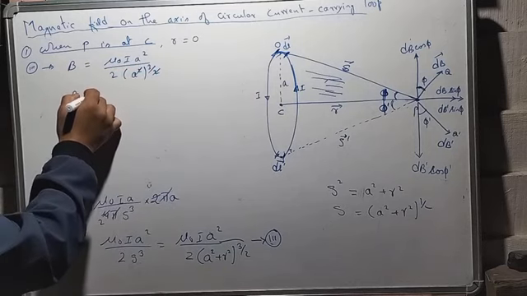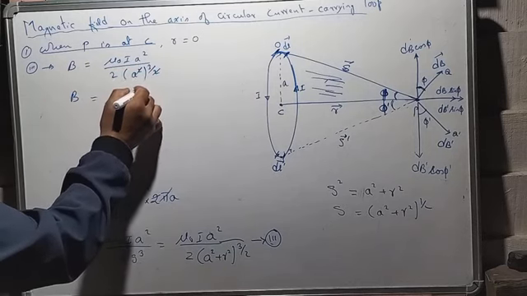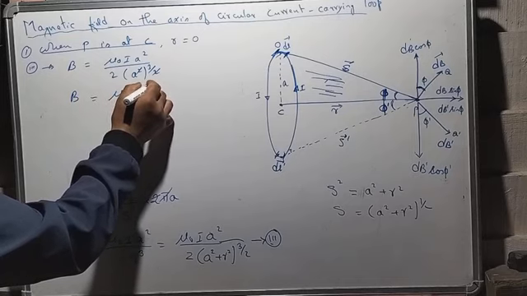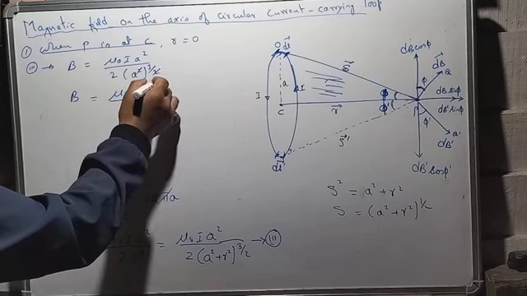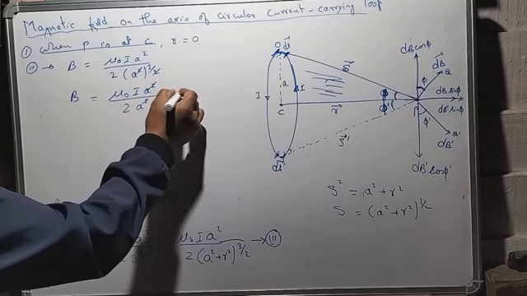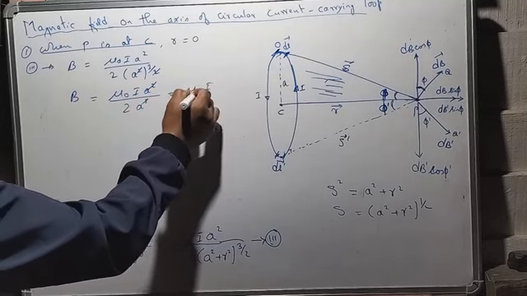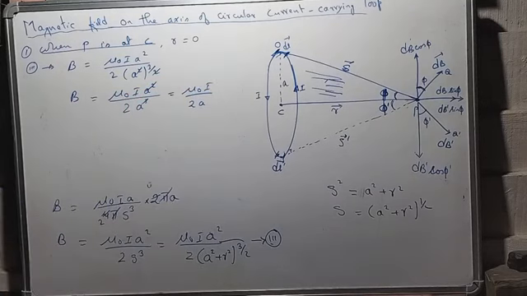So which means B is equal to mu naught I, A square upon 2A cube. So again this A square with A cube cancels. You'll get mu naught I upon 2A.